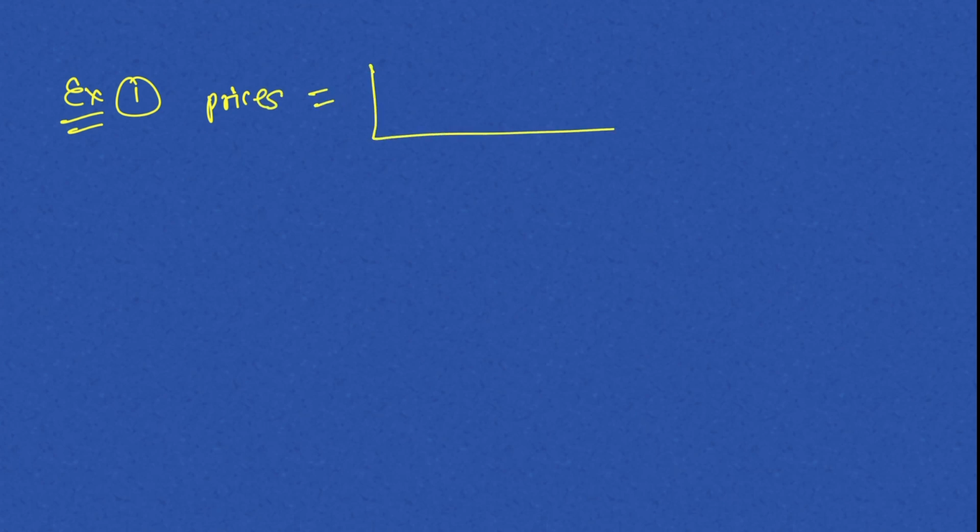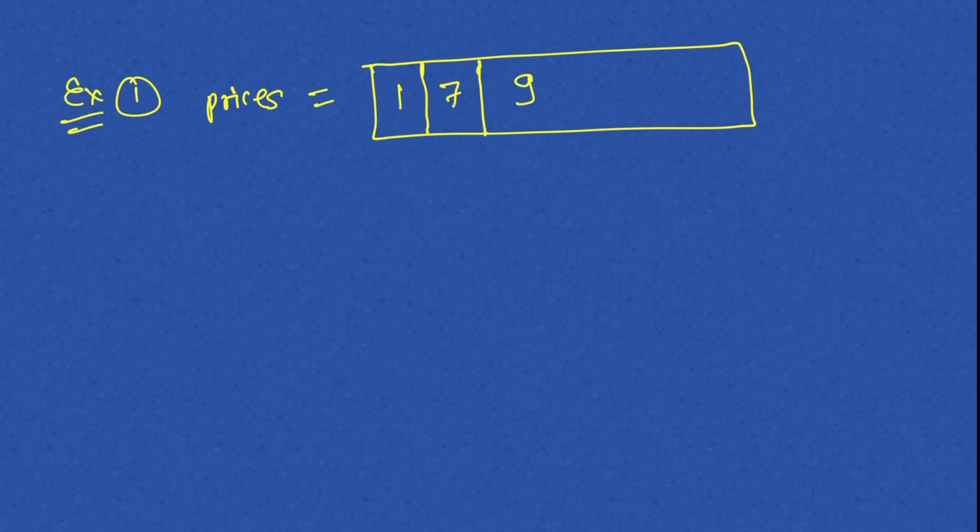Let's try to understand through the example. Example 1 is saying that we have a price, and prices contain an array. On day 1 the stock price is 1, day 2 we have 7, then we have 9, and then we have 8. These are the stock prices, and K which we have been given is 2.